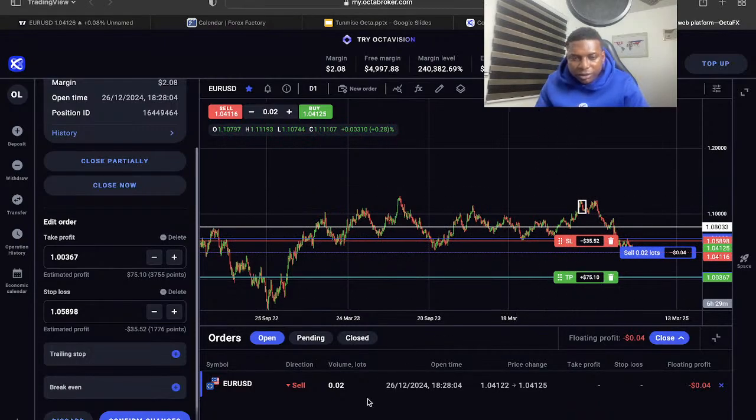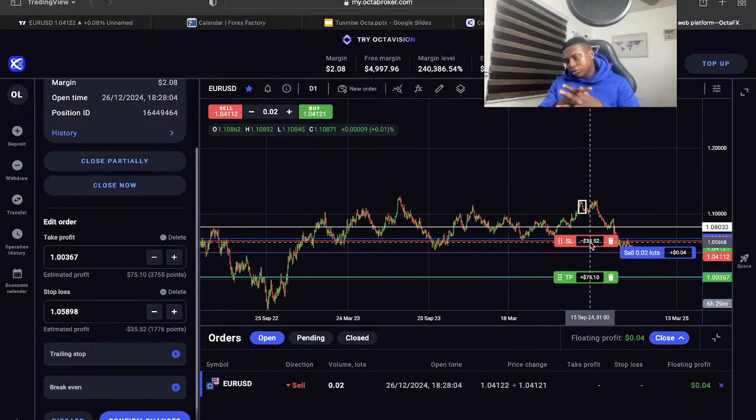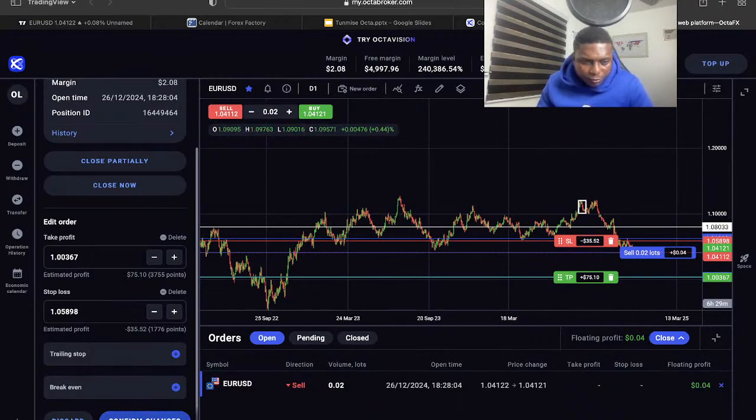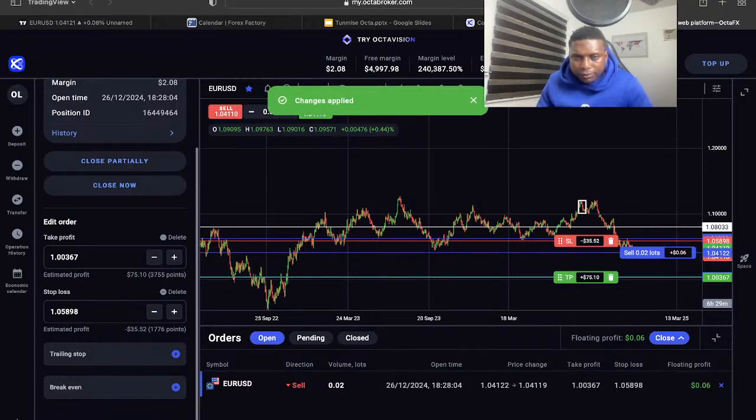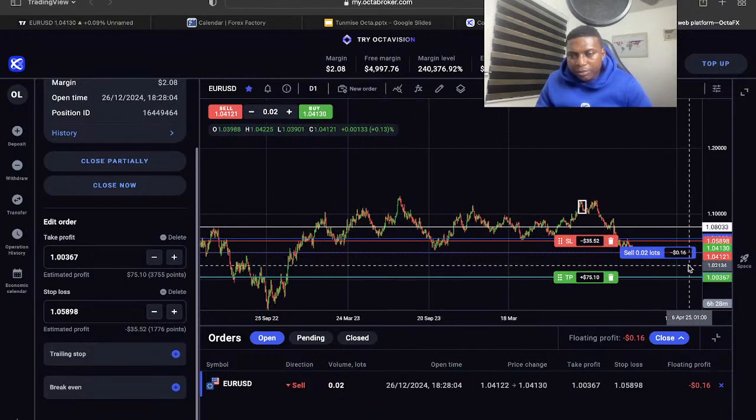So what this means is this. If this price goes down to our take profit level, we make $75. If it goes against us, we lose $35. So our risk to reward is 2:1. Alright, good. So we confirm. So our trade is confirmed. And then we have our price running.